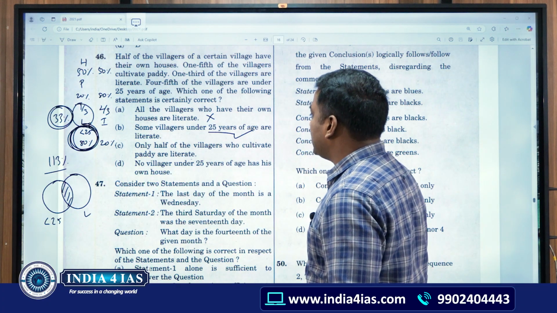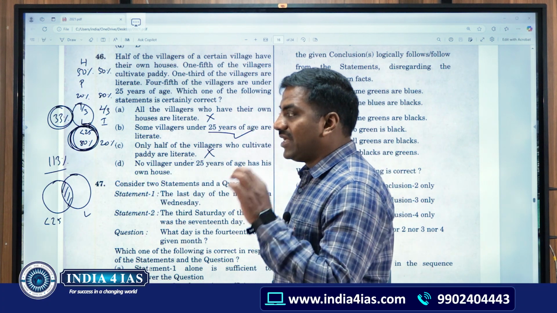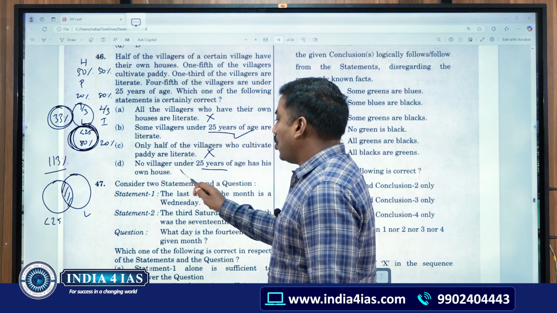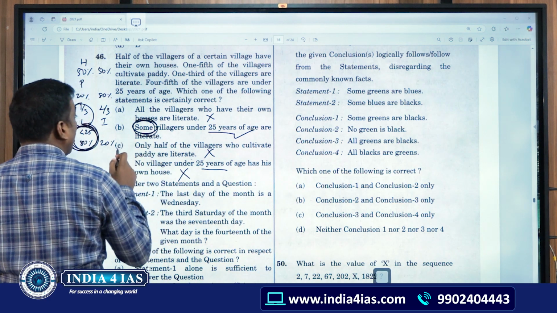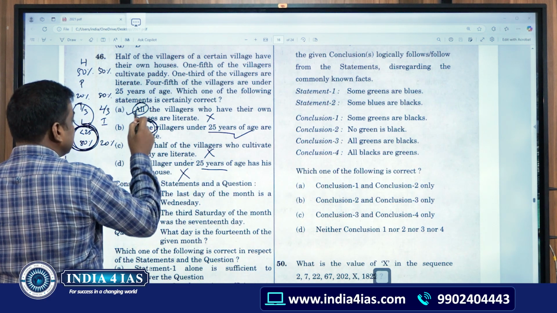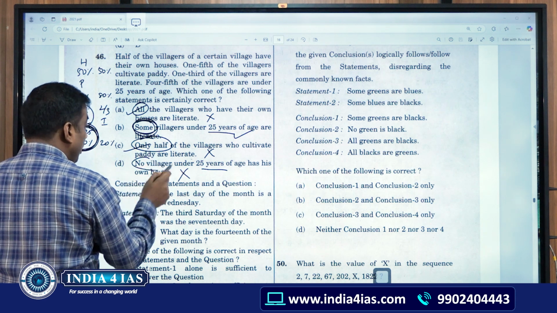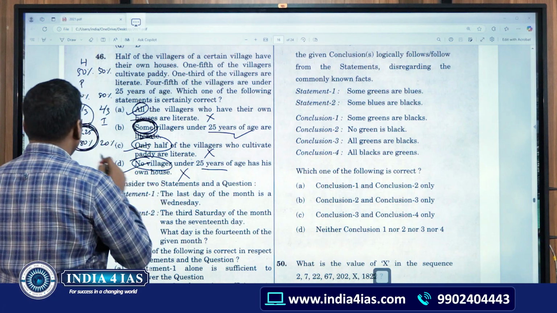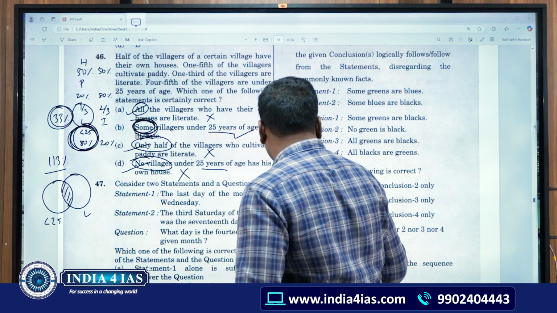Only half of the villagers who cultivate paddy are literate. We cannot just draw like that. We cannot tell the definite number here. No villager under 25 years has own house. We cannot conclude like that. Since this has come as some, see, all means again it is definite. Then only half, again it is definite. No villager, it is a definite. Only some here might get us, and logically also this is correct. Next one.